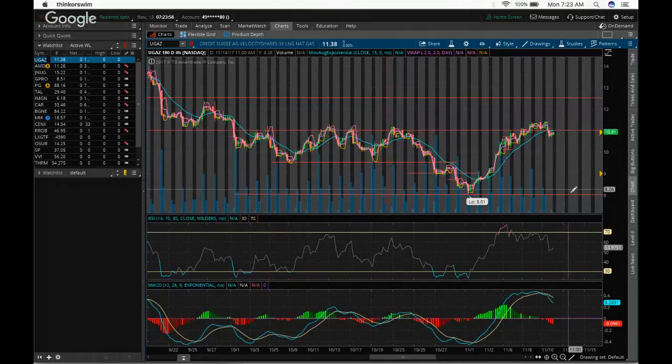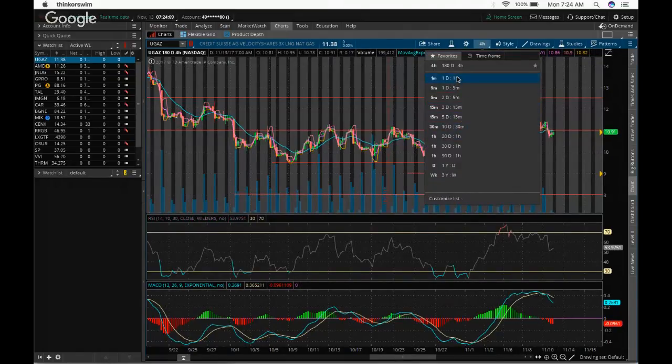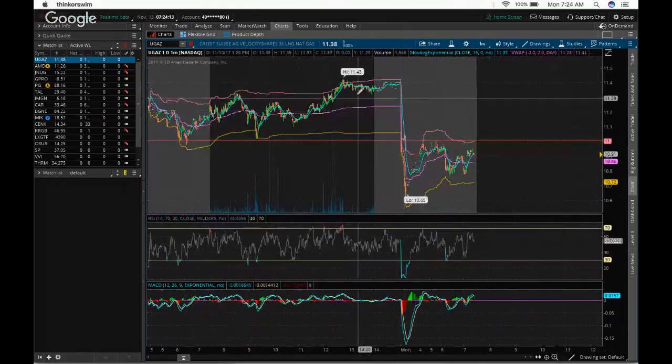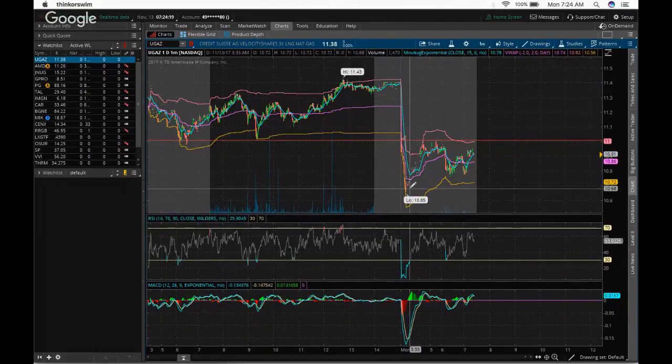Does it mean that it's going to trend all the way back down to $8? No, but it just means that it is at the known resistance area and it has the possibility of pulling back. Let's jump into pre-market hours. As you can see, this thing closed on Friday at 11.43. It had a huge pullback to almost 10.65, and it's consolidating right about $11.